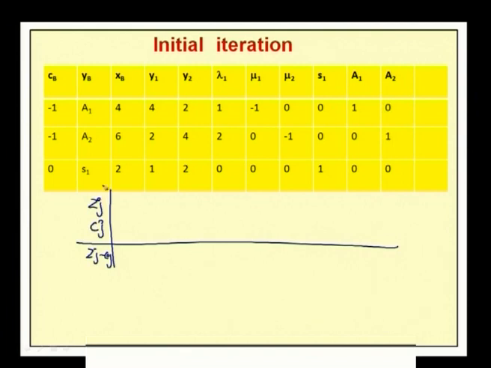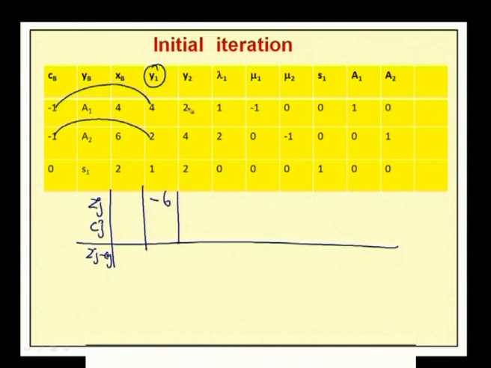Now, Zj is Cb Yj. So, for the variable y1, my Zj is minus 1 into 4 plus minus 1 into 2, which is minus 4 minus 2. Therefore, I am getting it as minus 6.